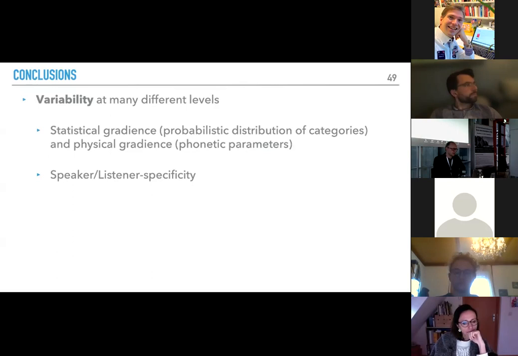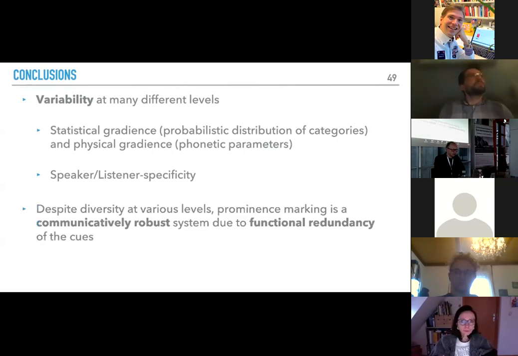So there are statistical gradients in the shape of probabilistic distributions of categories. There are physical gradients in continuous phonetic parameters, as well as speaker and listener specific differences. And despite all this diversity at various levels, prominence marking in production and perception turns out to be a communicatively robust system due to what we called, or what Gaetano called, functional redundancy of these cues.